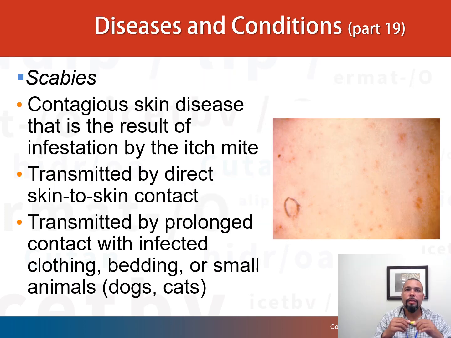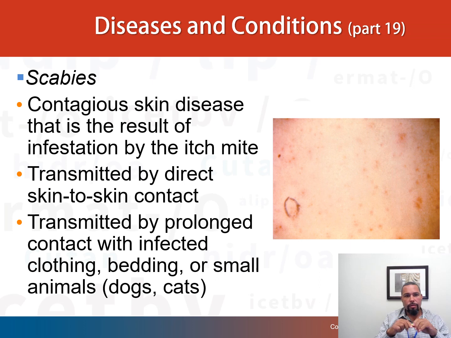All right, another condition and disease we can discuss is scabies. Scabies is a contagious skin disease that is a direct result of infestation by the itch mite. It is transmitted by direct skin-to-skin contact, and by prolonged contact with infected clothing, bedding, and small animals. So Fido or your little cat can bring it in.